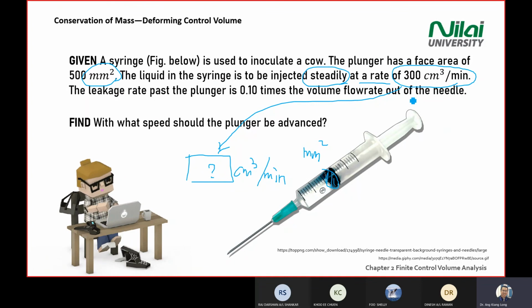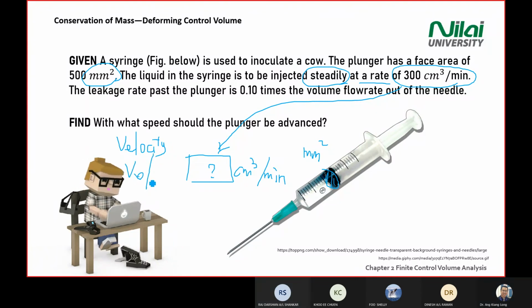I'm asking if you're seeing the cm cube over minute, what is the parameter that we are looking at? What is this parameter we call? This velocity? Or volume? Or what is that? So I think volume. What is this cm cube over minute? Volume, what is the unit?